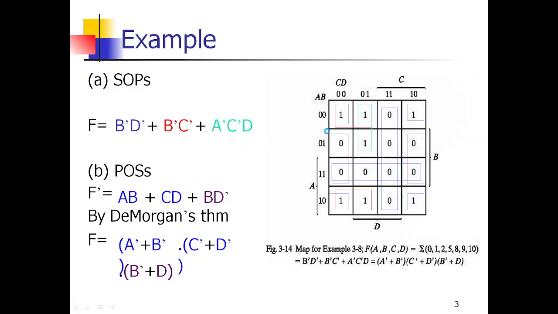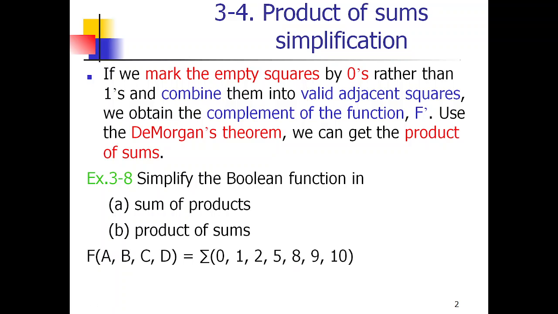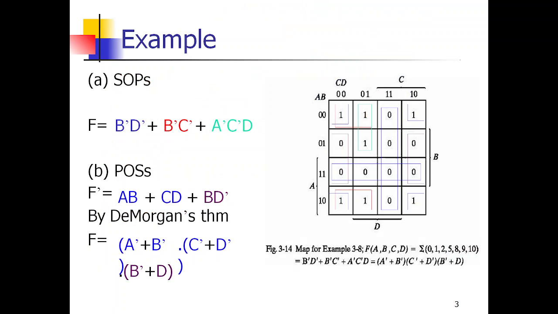The min terms given are 0, 1, 2, 5, 8, 9, 10. So all these min terms are given. These have to be plotted as 1 and we go with the normal mapping and grouping, and we can obtain the product terms. So this is sum of product simplification.